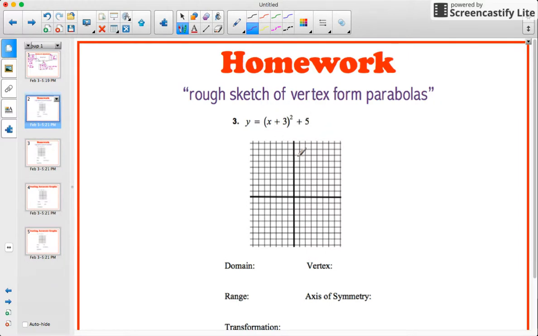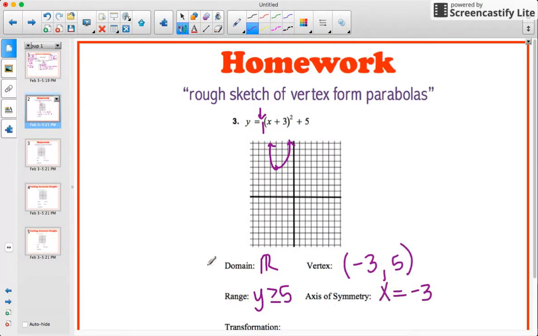So here, based off of this, I know that my vertex will be the opposite of that +3, so -3, 5. And because this value out front is just a +1, I know that I can go over to -3 and up 1, 2, 3, 4, and 5. And I know that I can just make a rough sketch here. My domain is all real numbers. My range is y values that are greater than or equal to 5. And my axis of symmetry is x is equal to -3.